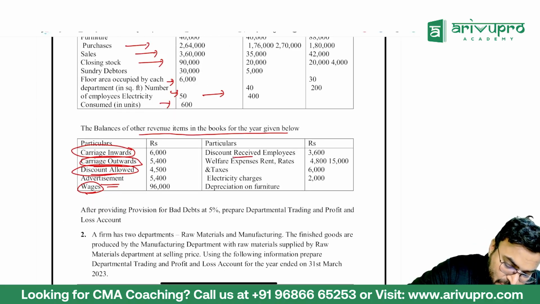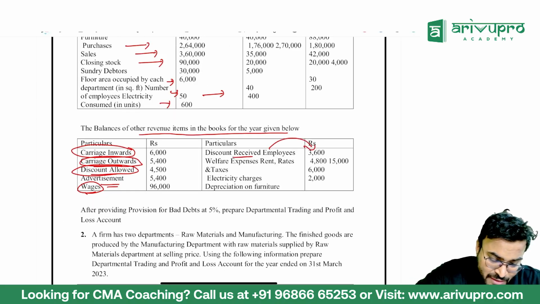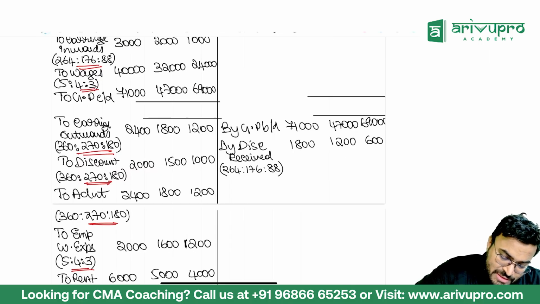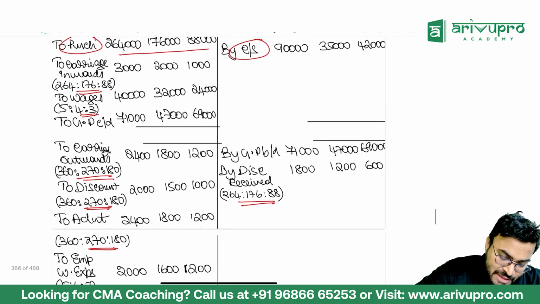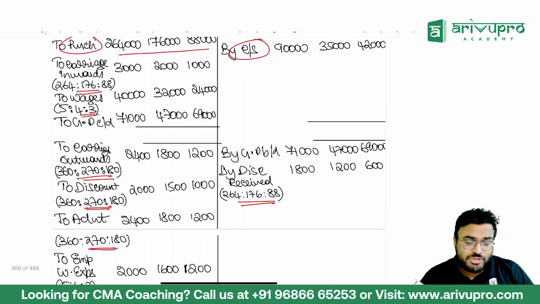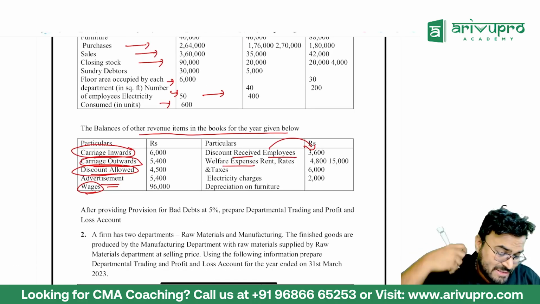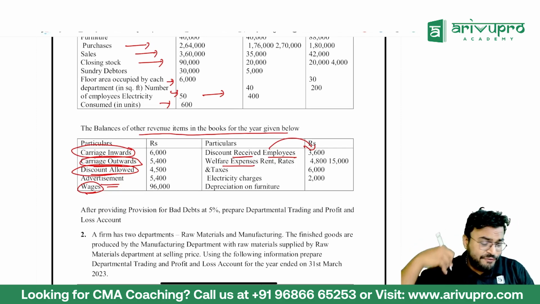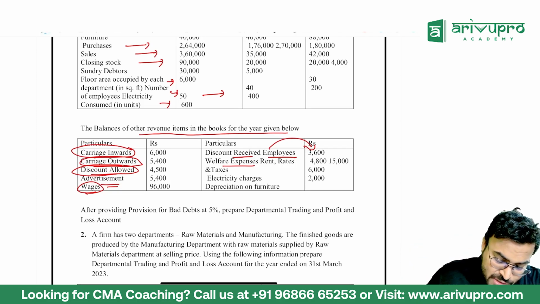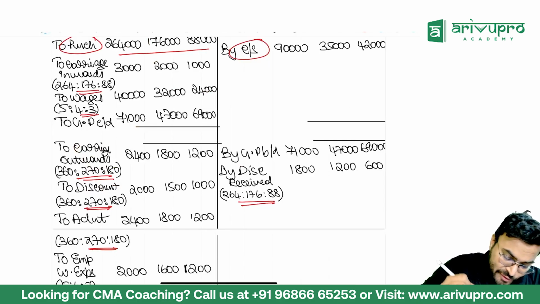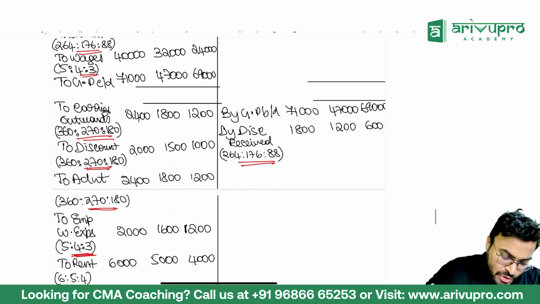Then we have discount received. Discount received should be based on purchases. Can you see the ratio? It is based on purchases. Then we have employees welfare expenses. Employees welfare expenses are based on number of employees. 5 is to 4 is to 3.